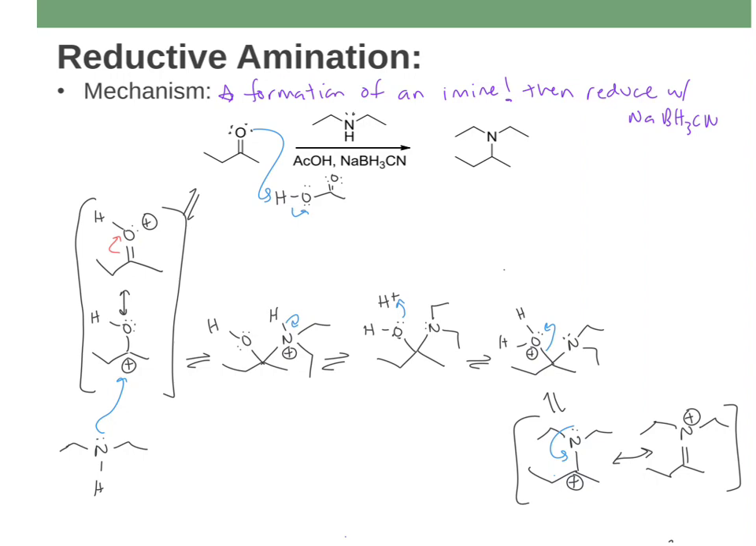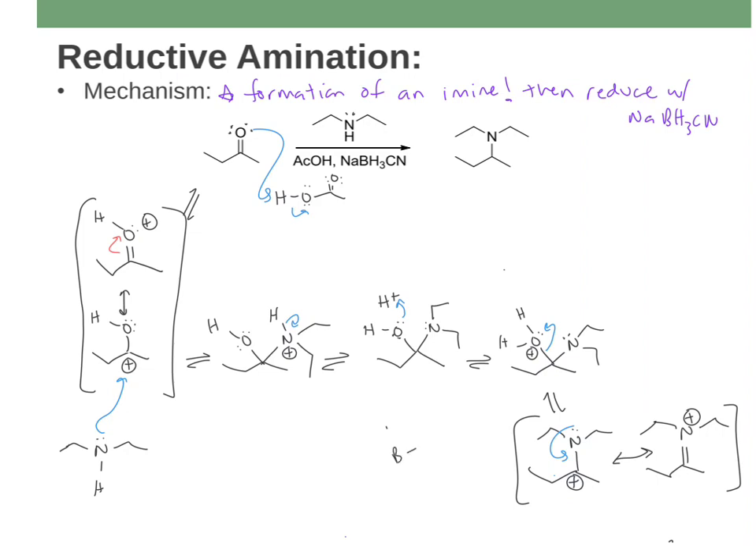All right, so we've got this resonance stabilized cation. Now, it's at this point here, if I didn't have a reducing agent around, that I would lose an alpha hydrogen and become an enamine. But since I have this reducing agent around, this NaBH3CN, this is where it's going to attack. I'm running out of room, so I'm going to draw it over here.